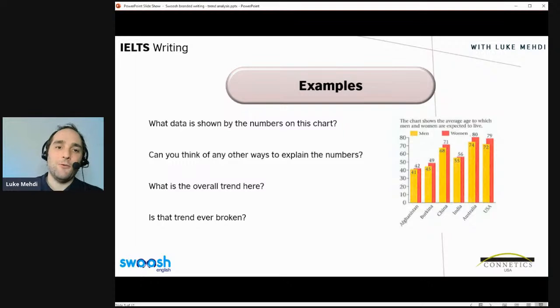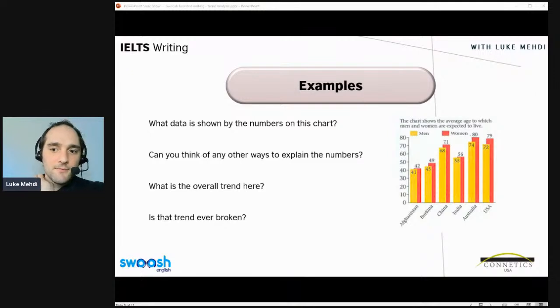So who can help me out? What numbers are being shown on this chart? What do those numbers mean? Any ideas? Feel free to write into the comments box and let us know. What are the numbers being shown on this chart?